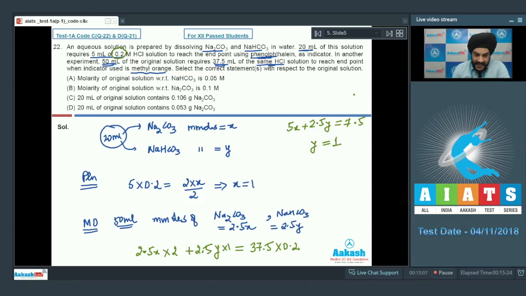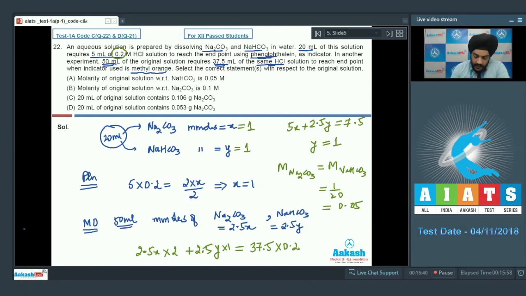So students, we can see that the value of x was equal to 1 and the value of y is also equal to 1. So now let us look at the options. So we have to find out the molarity. So these many millimoles are present in 20 ml of solution. So molarity of both shall be equal. Na2CO3 shall be equal to molarity of NaHCO3, and it shall be equal to 1 upon 20, which gives us a value of 0.05.